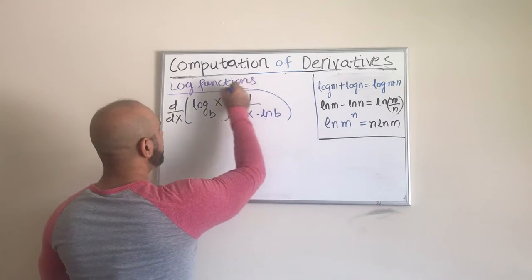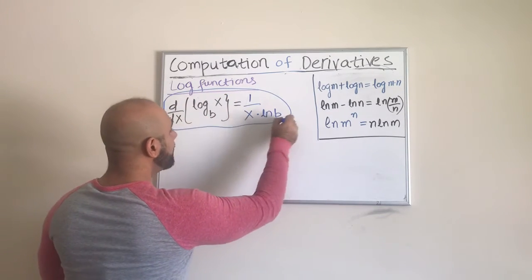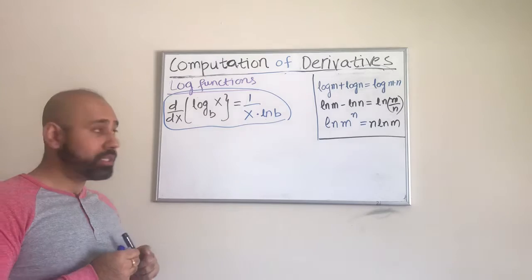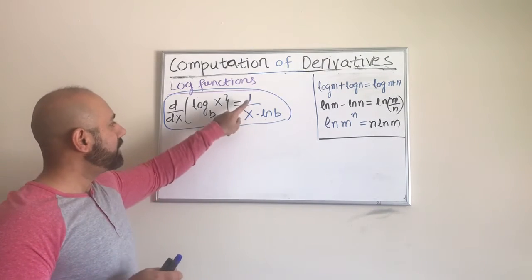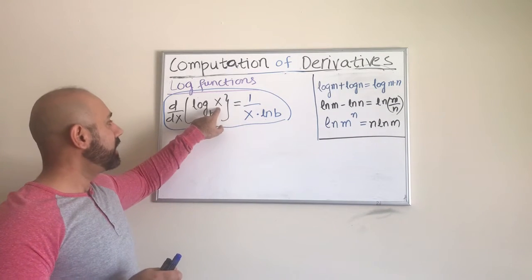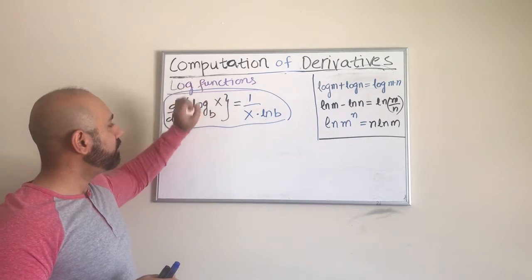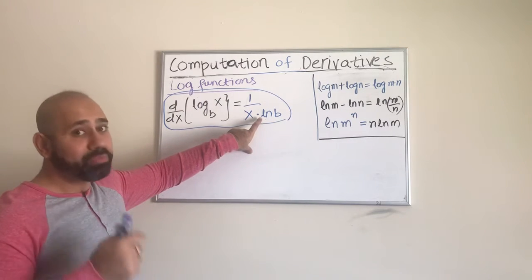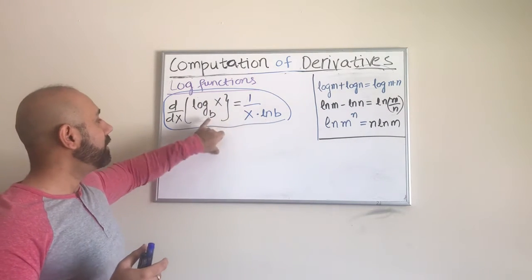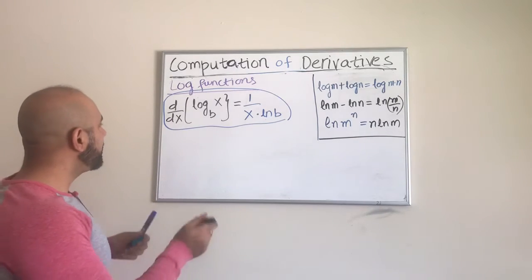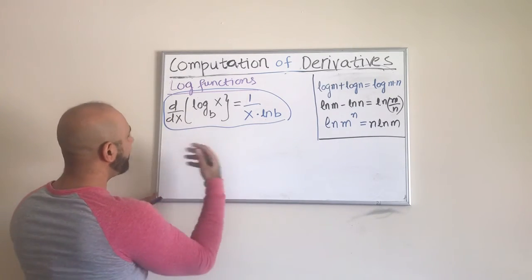Guys, this is the formula for finding the derivative of the log function to any base b. What is it? It's 1 over x, whatever the quantity we have here, and then the denominator has to be multiplied by the ln of the base.